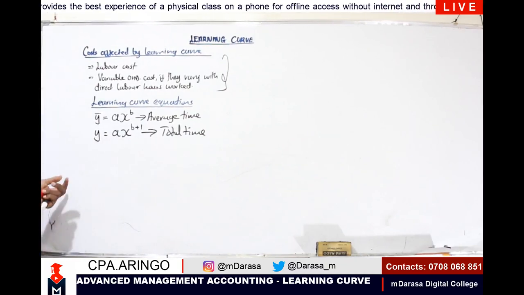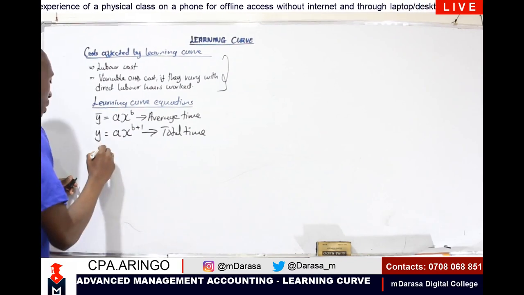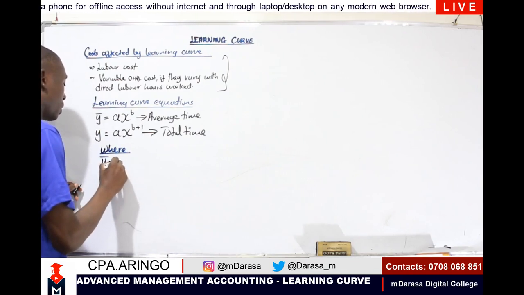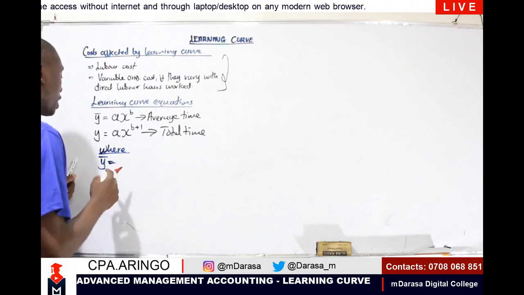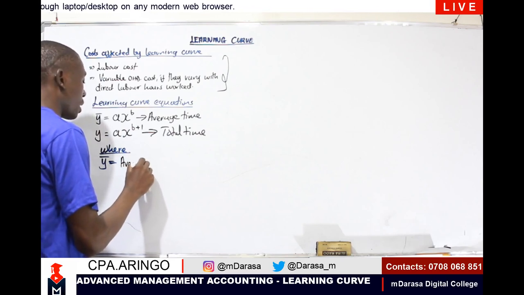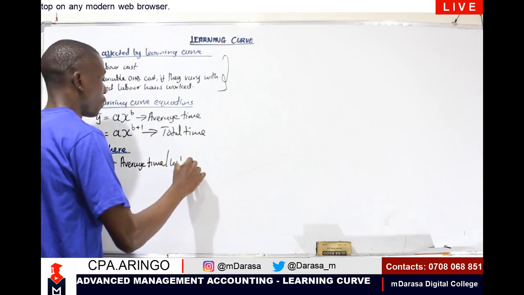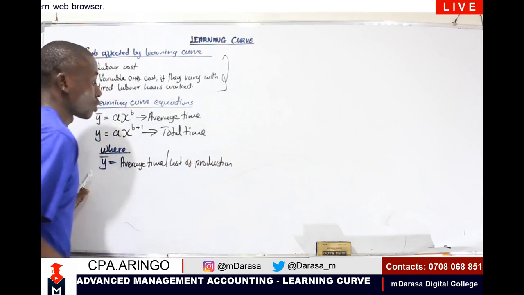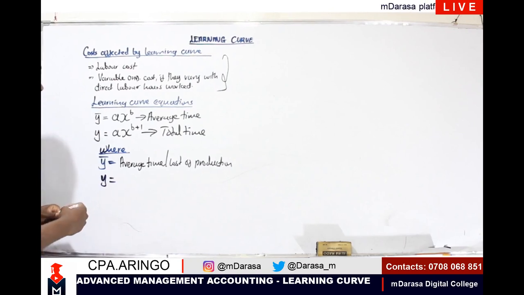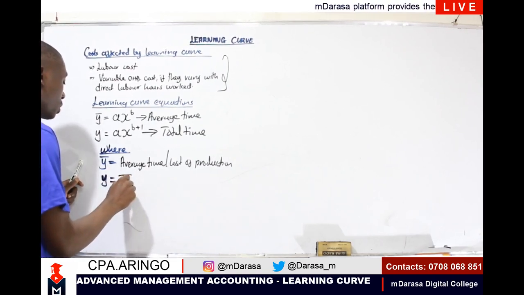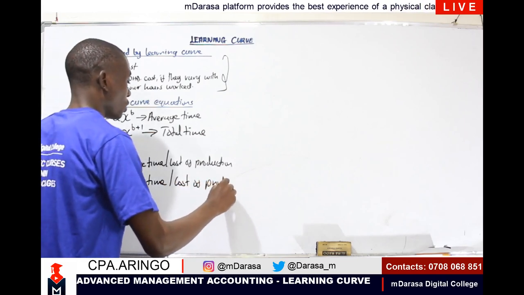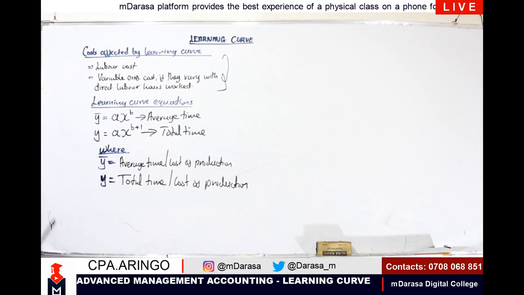Breaking down this variable of hours, whenever we are talking of Y bar, this should give us the average time, or cost of production. Talk of Y: this should give us our total time or cost of production. Talk of A.